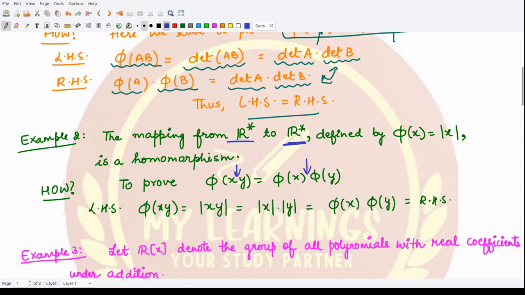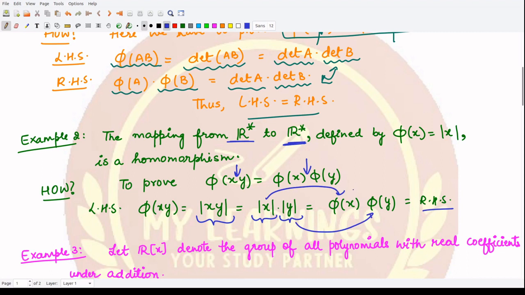So let's take the left hand side, phi of xy, which would be the mod of xy. According to the properties of mod, this is equal to the mod of x into the mod of y. Now what is mod of x? It is phi of x. The mod of y is phi of y, and this becomes your right hand side. Hence we have a homomorphism in this case.